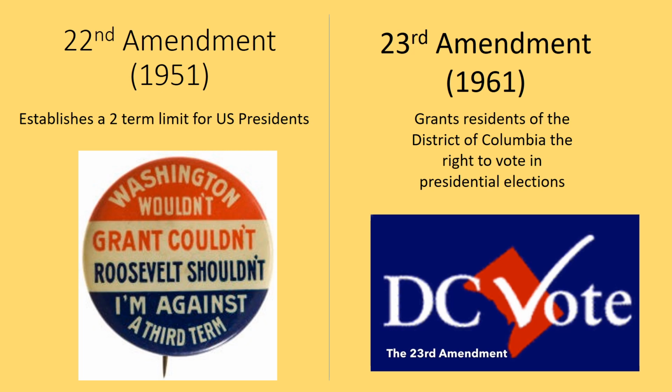The 23rd Amendment in 1961 allowed residents of the District of Columbia the right to vote for the president. It seems like it'd be pretty obvious, but the District of Columbia is not a state, it's a district. And so for quite a long time, residents of DC had not been able to vote in presidential elections, but since 1961, they have been able to.